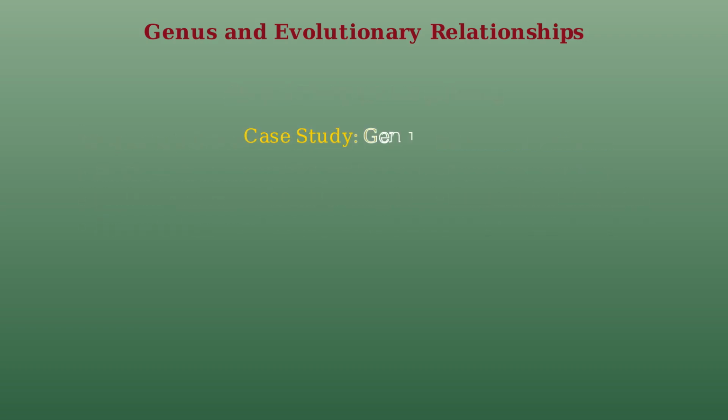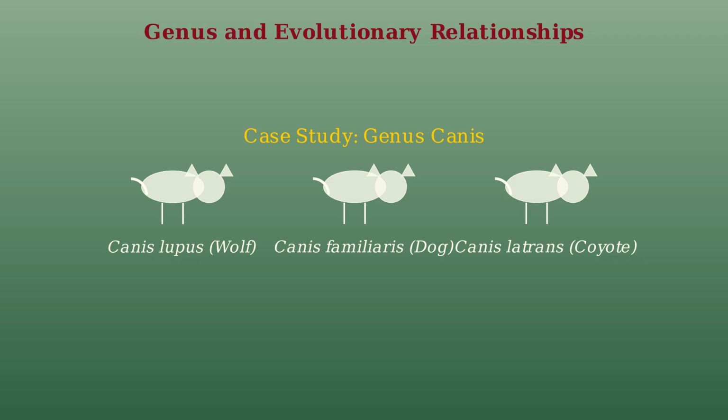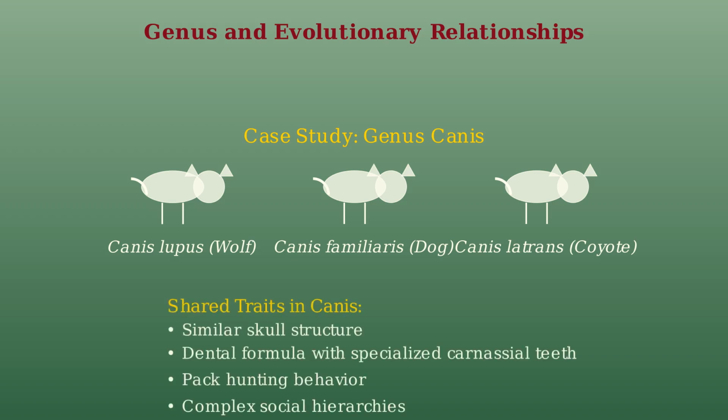Let's look at a specific example, the genus Canis, which includes wolves, dogs, and coyotes. While these species have evolved different adaptations, they share numerous traits that reflect their common ancestry. Members of the Canis genus share similar skull structures, specialized carnassial teeth, pack hunting behaviors, complex social hierarchies, and similar vocalization patterns.